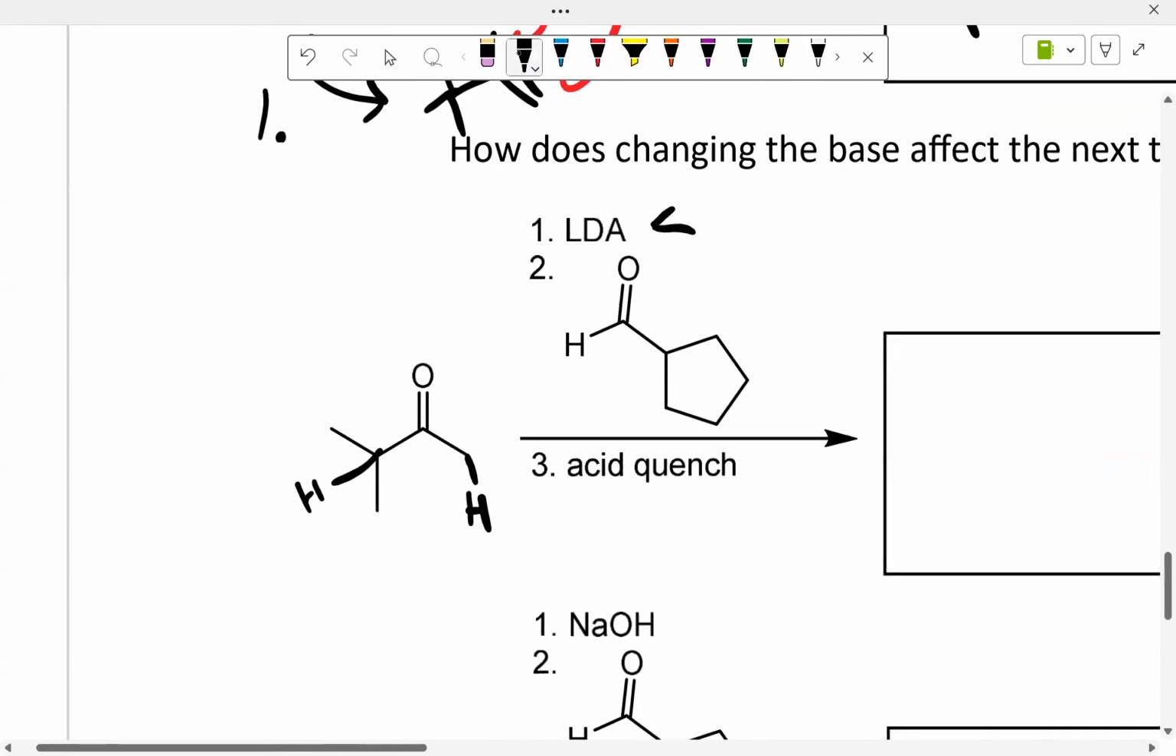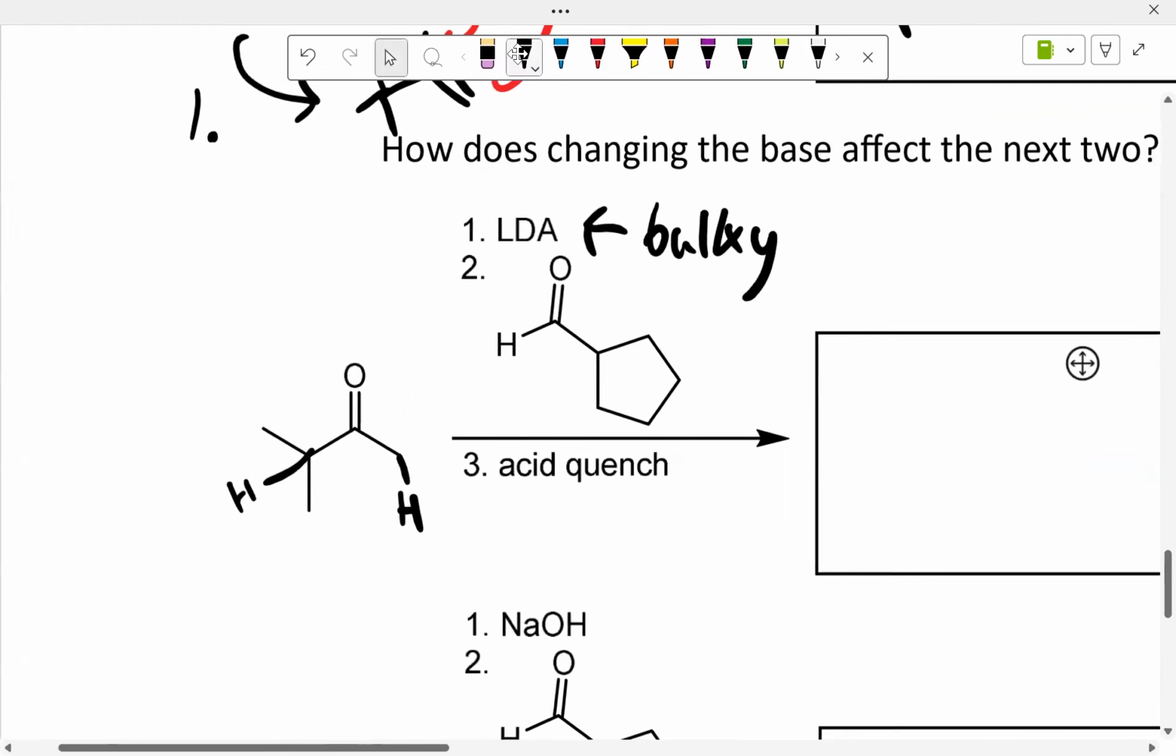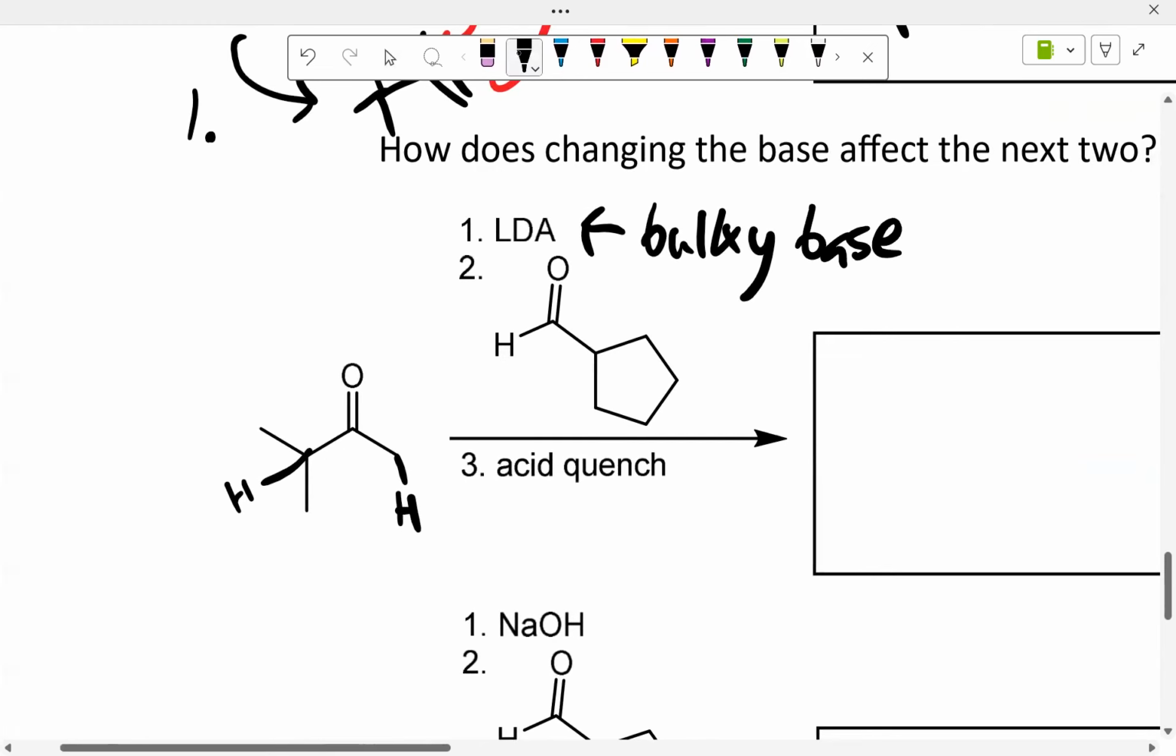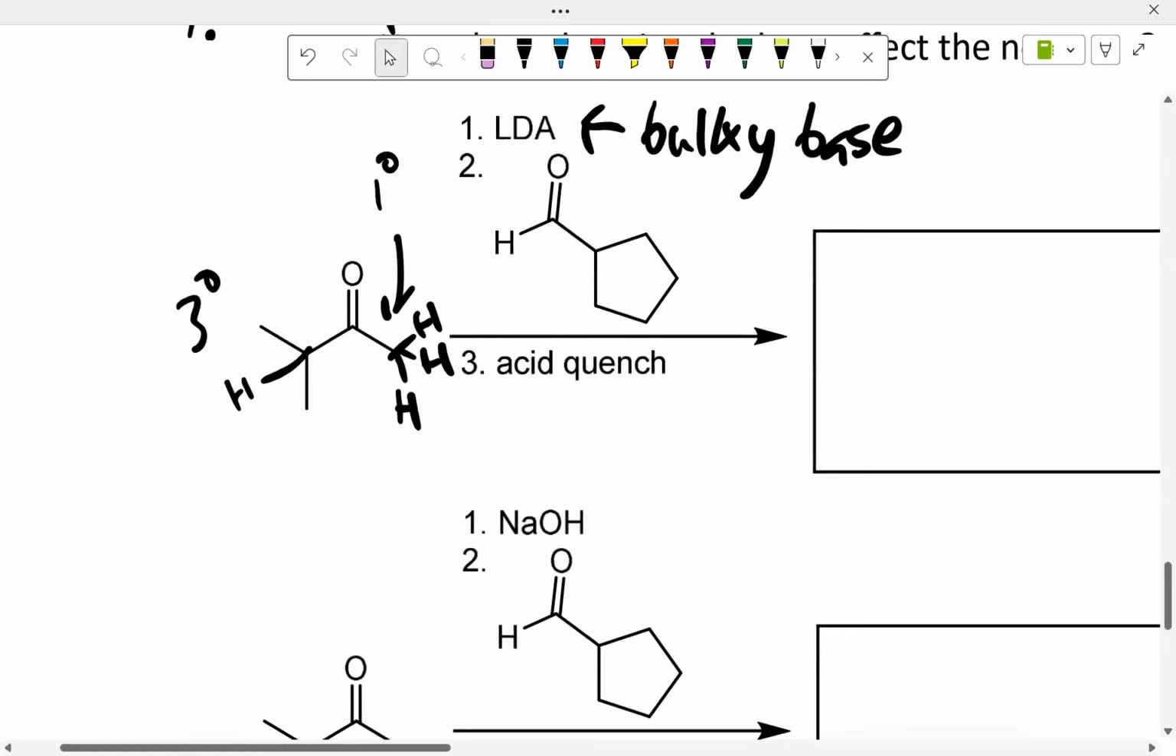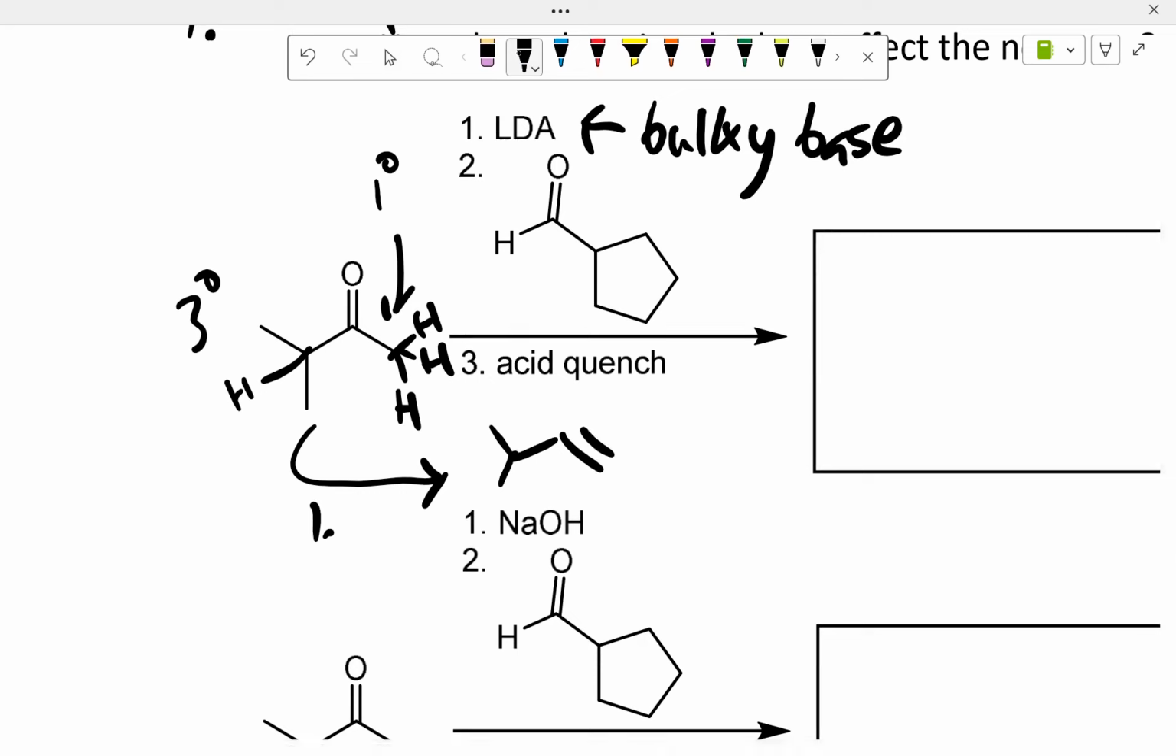LDA is a bulky base. Because it's a bulky base, it's going to want to take the least sterically hindered alpha proton. This alpha proton is on a tertiary carbon, where this one is on a primary carbon. So it's going to take the primary alpha hydrogen. So the result of step 1 is going to form an enolate on the least sterically hindered side.